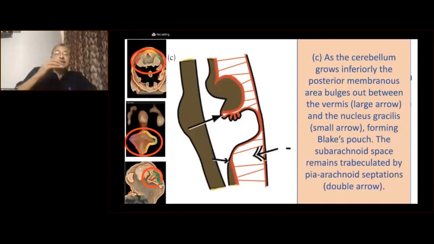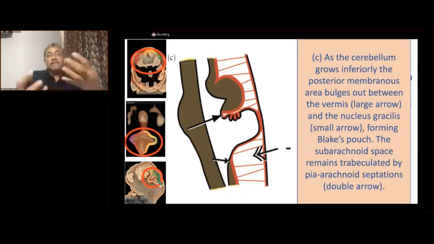Now, from this membranous anterior portion, the entire portion of the cerebellar hemisphere is going to be developed, but in the area below that there is going to be a development of the cava, the choroid plexus. But look at this, one pouch has started developing and goes behind. And that is what is typically known as Blake's pouch. And that Blake's pouch is a normal finding.